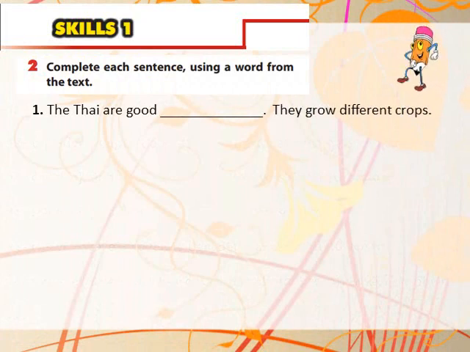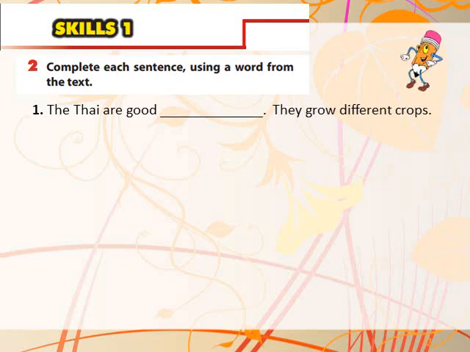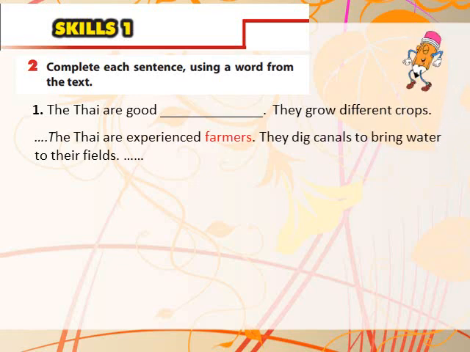After reading the text, you will find a suitable word from the text to complete the sentence in exercise 2. We have the sentence number 1. The Thai are good blank. They grow different crops. Thì trong bài chúng ta sẽ thấy được một cái câu đó là The Thai are experienced farmers. Vậy đáp án của câu số 1 sẽ là farmers.